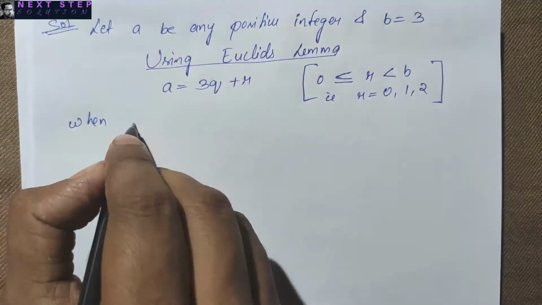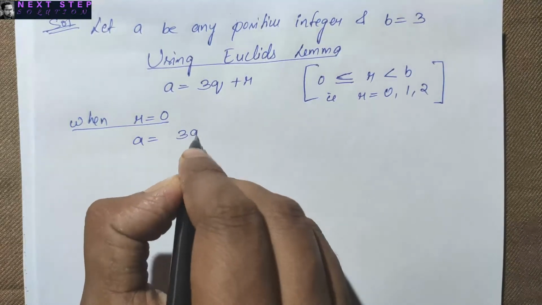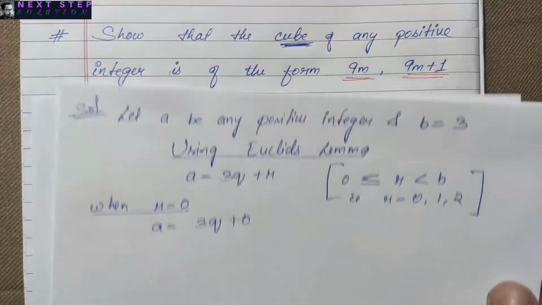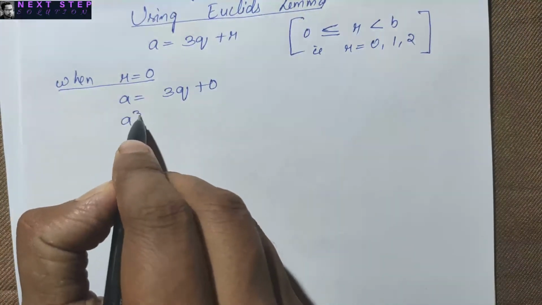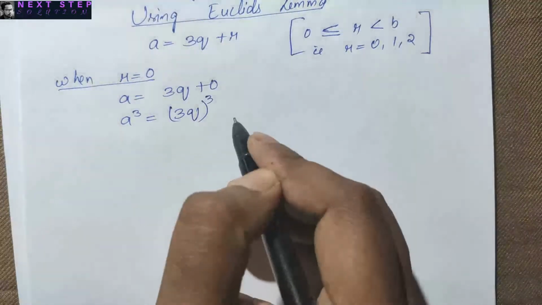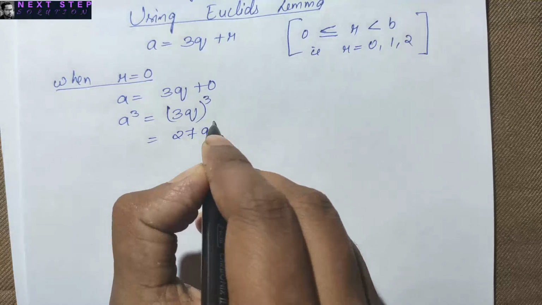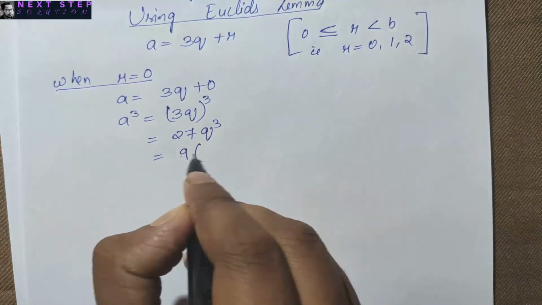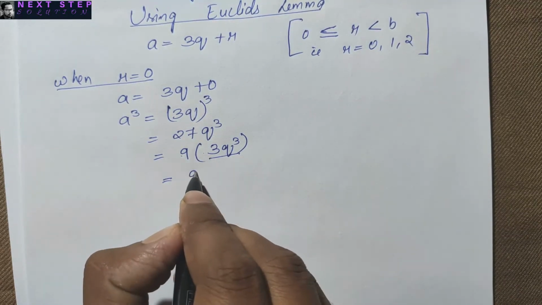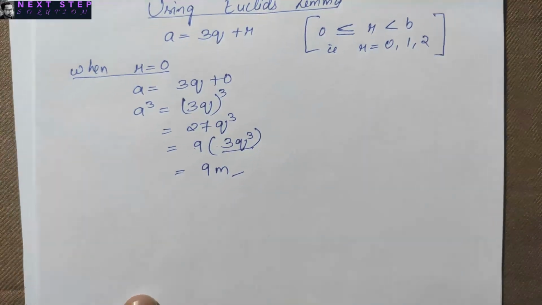When r is equal to 0, a will be equal to 3q plus 0. But the question was to find out the cube of any positive integer, so we have to find out the cube of a. If we make this a cube, then on the other side we will have 3q cube. No need to write plus 0, it has no value. Now 3 cube will become 27 q cube. Now from here we can take 9 common. If we take 9 common, 9 3s are 27, q cube. Now this whole thing, if you consider as m, we can write it as 9m. Leave it here. Come to the second value, we are going to take r equals to 1.